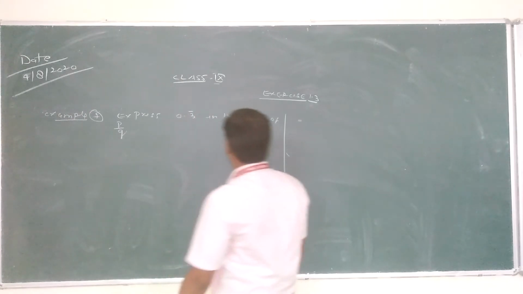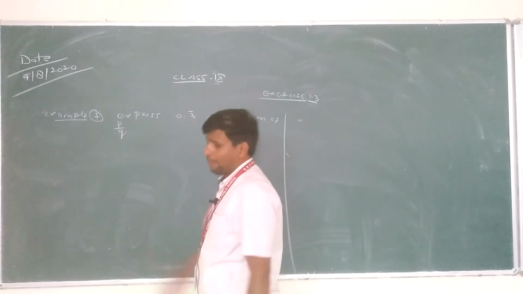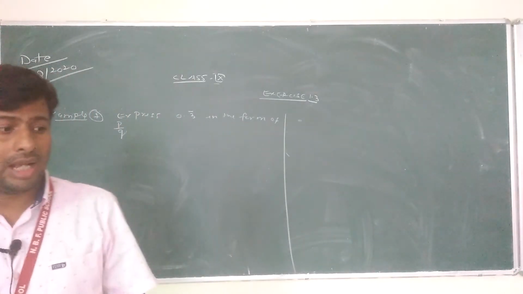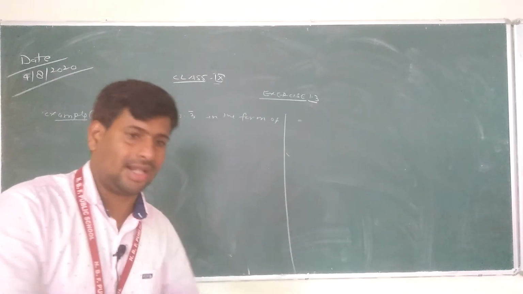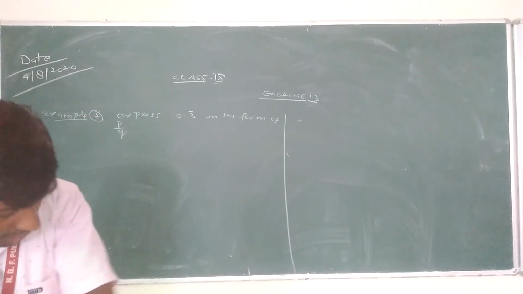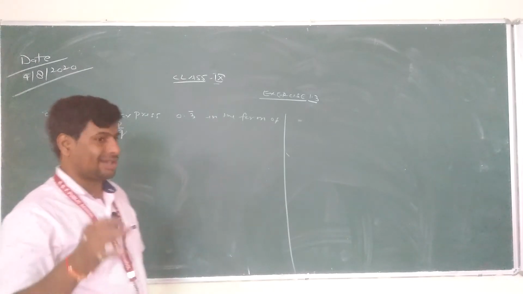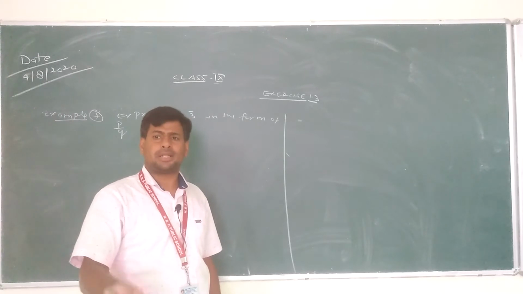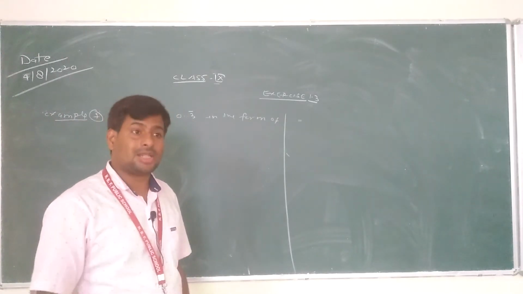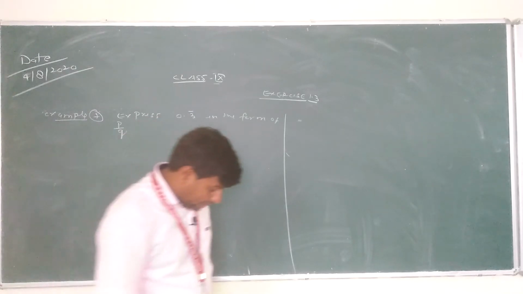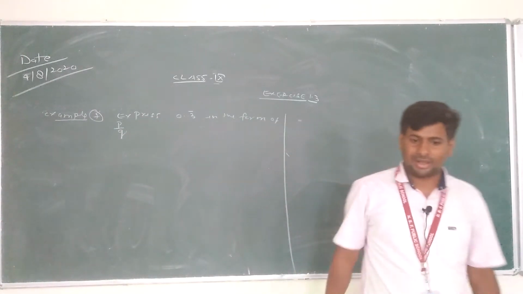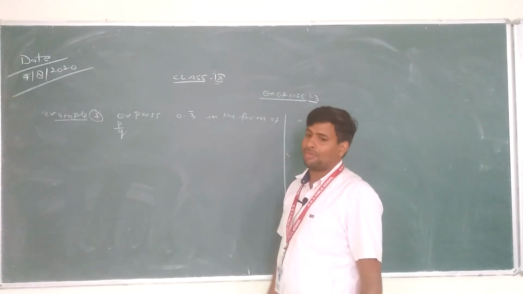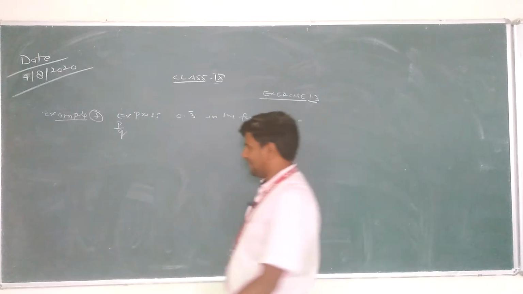Express 0.3 bar in the form of p by q, because you know that real numbers have two types, first rational and second irrational. A rational number has two conditions: first, it is terminating, and if it terminates you can easily represent it in the form p by q. Second, it is non-terminating but repeating. Now if it is non-terminating but repeating, there is a little problem, so we need to change this number into the form p by q by this process, like this.